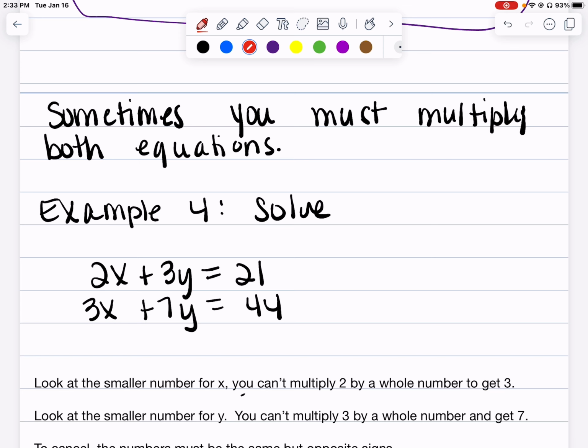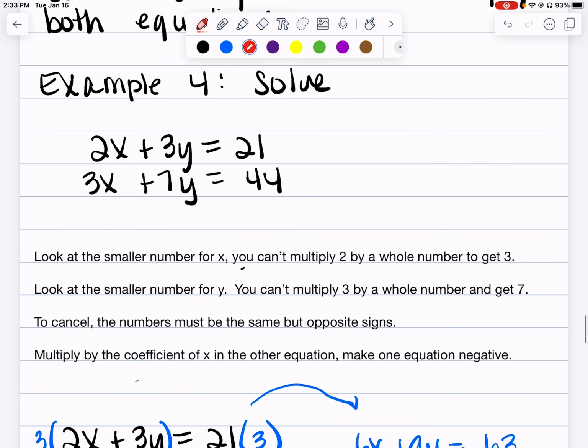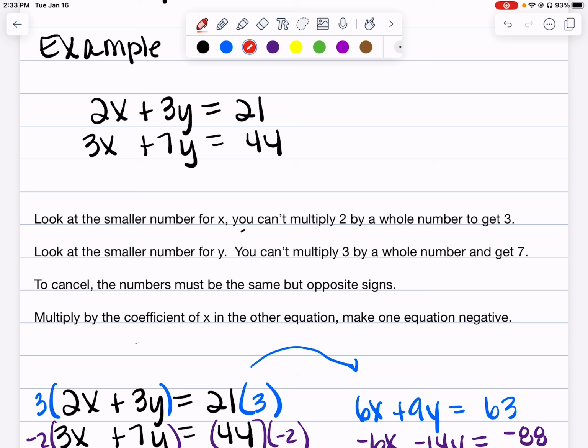3x plus 7y equals 44. Okay, look at the smaller number for x, 2. You can't multiply 2 by a whole number and get 3. Look at the smaller number for y. You can't multiply 3 by a whole number and get 7. So to cancel, the numbers must be the same number but opposite signs.